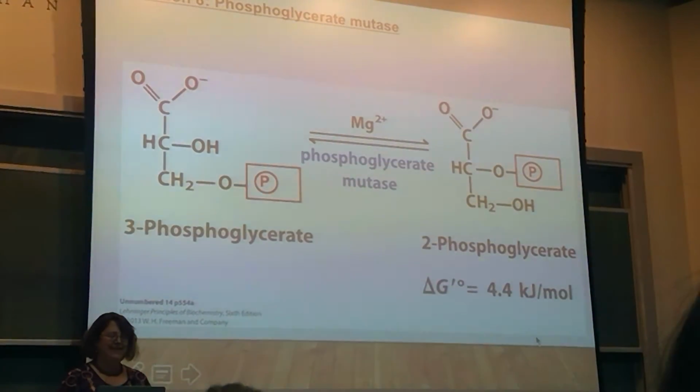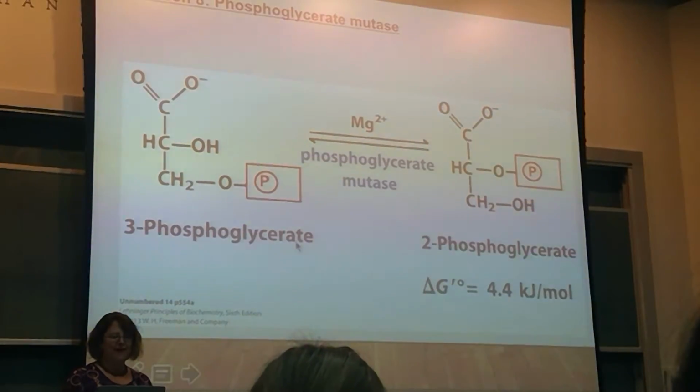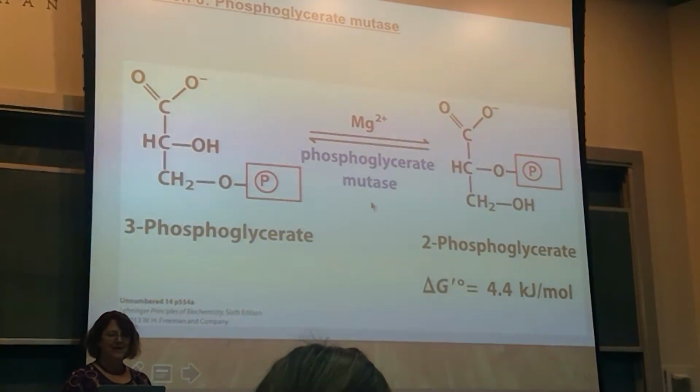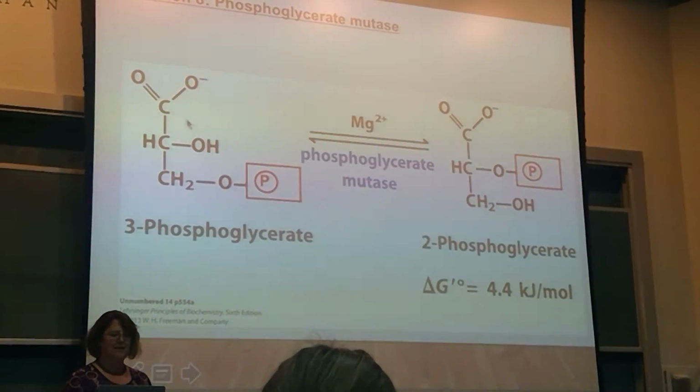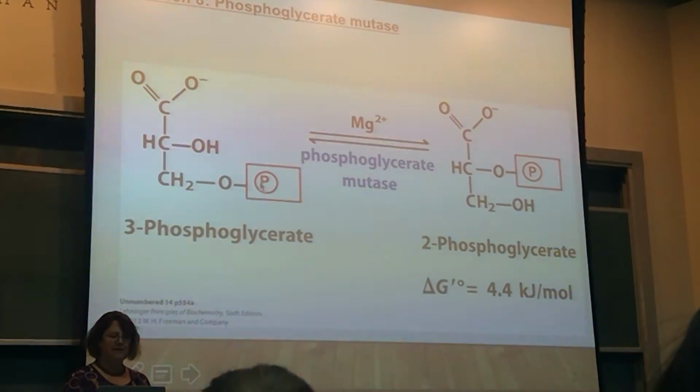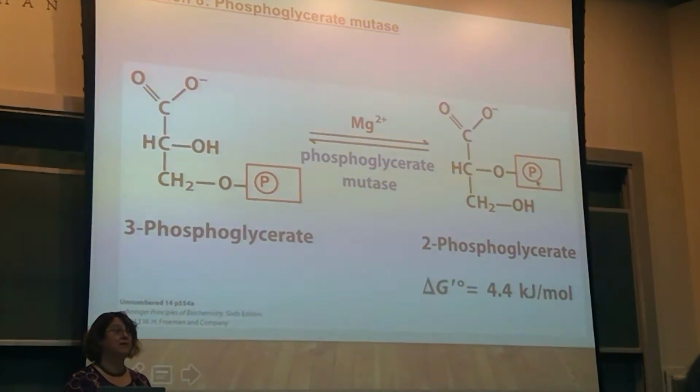Reaction 8. Now we're going to take the 3-phosphoglycerate. You can see this one's reversible, and we're now moving the phosphate onto the 2 position instead of the 3 position. So 1, 2, 3 phosphate, and then here it's 1, 2 phosphoglycerate.